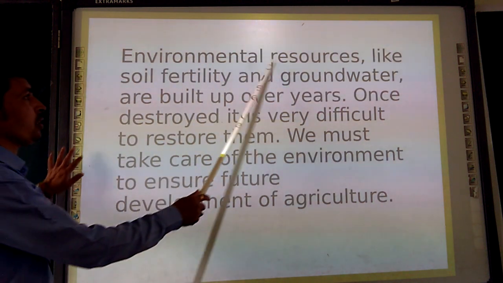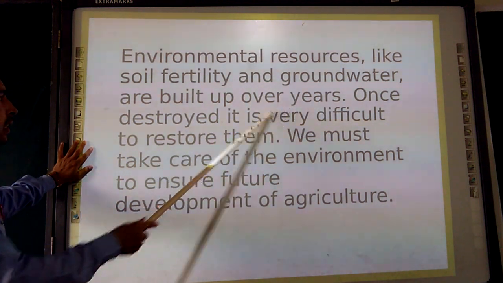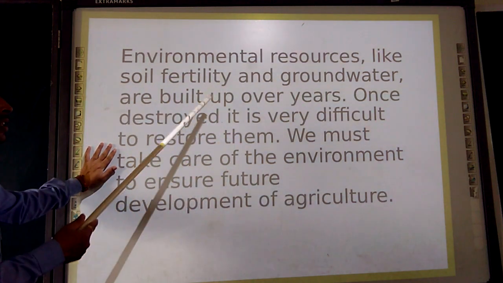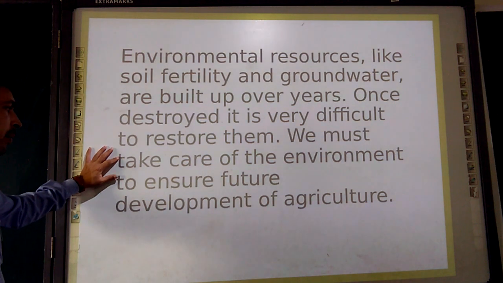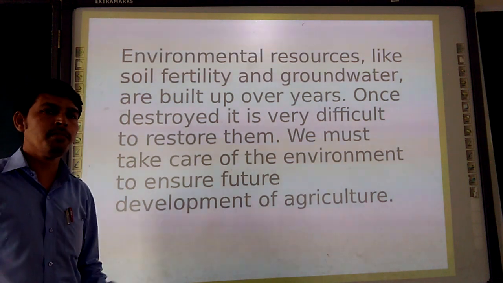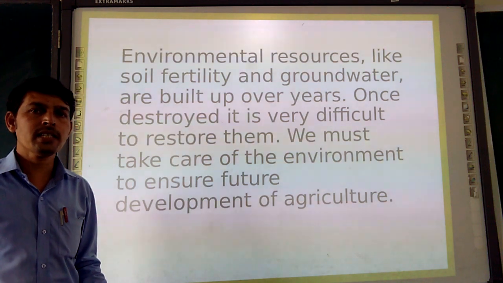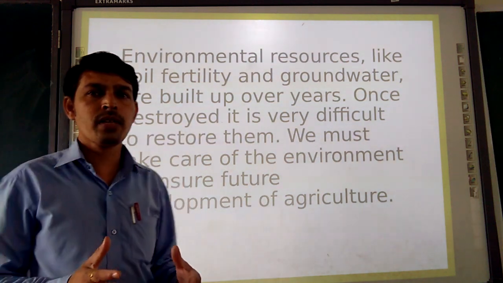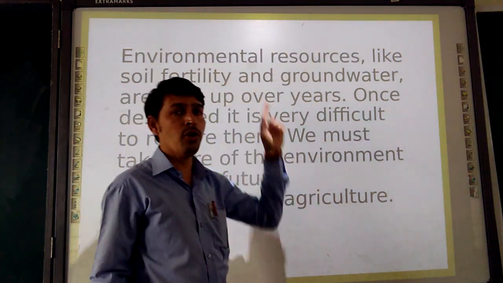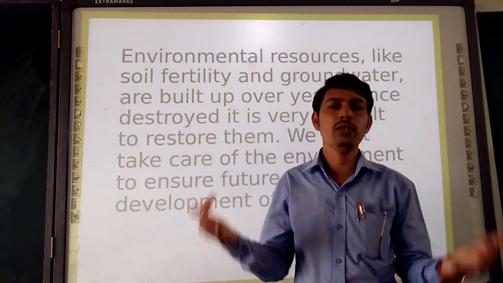Next, environmental resources like soil fertility and groundwater are built up over the years. Once destroyed, it is very difficult to restore them because they require many years to recover. We must take care of the environment to ensure future development of agriculture. We are using modern agriculture and modern farming methods, but the land is going to degrade and degrade. So this environmental concern is to not harm the natural resources, because once the soil loses its fertility, it is very difficult to bring it back.